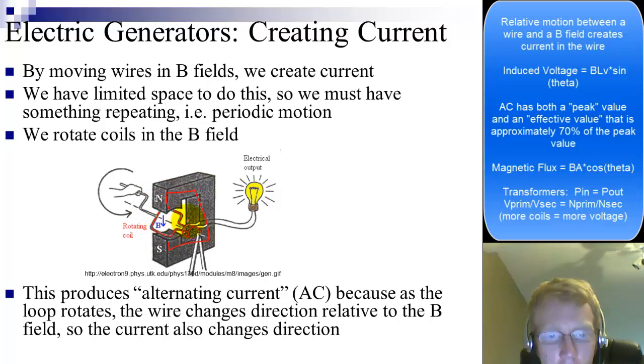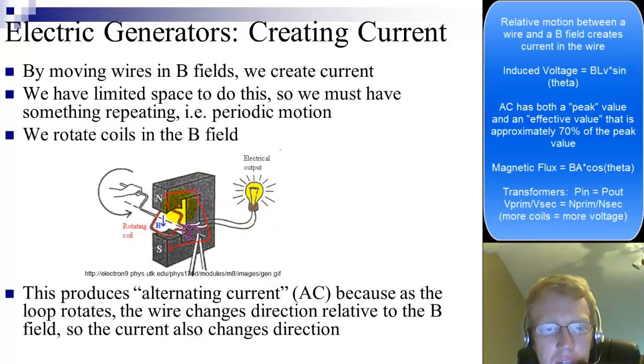And instead of having a coil that you just move back and forth, or move through and then take out and move through again, if you turn it into a coil and rotate that coil, the two wires are going to be continuously moving through the magnetic field, and so it's going to create current through that wire.